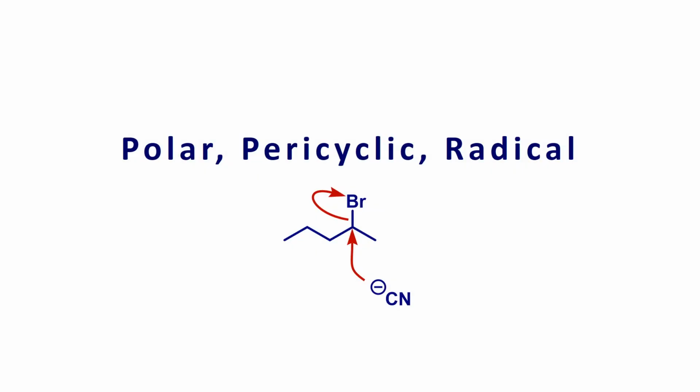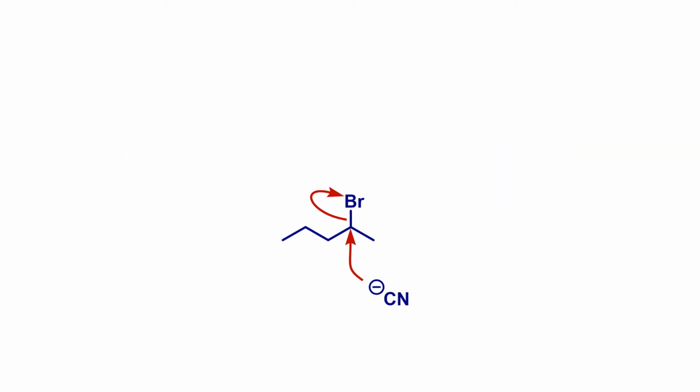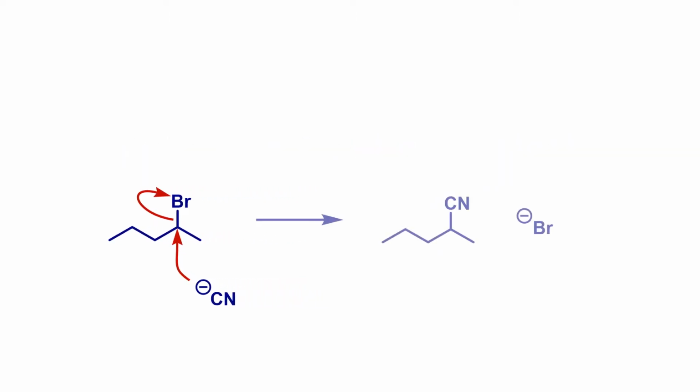All the organic reactions we've encountered so far have involved electrons moving in pairs. In this substitution reaction, a pair of electrons from the cyanide nucleophile moves in towards the carbon with bromine attached, forming a new carbon-cyanide bond and prompting bromine to leave with a pair of electrons as bromide anion.